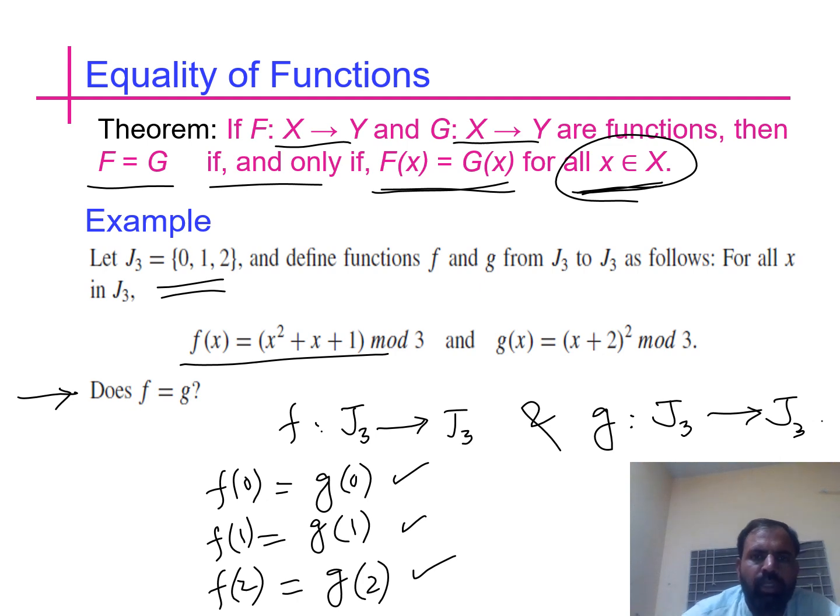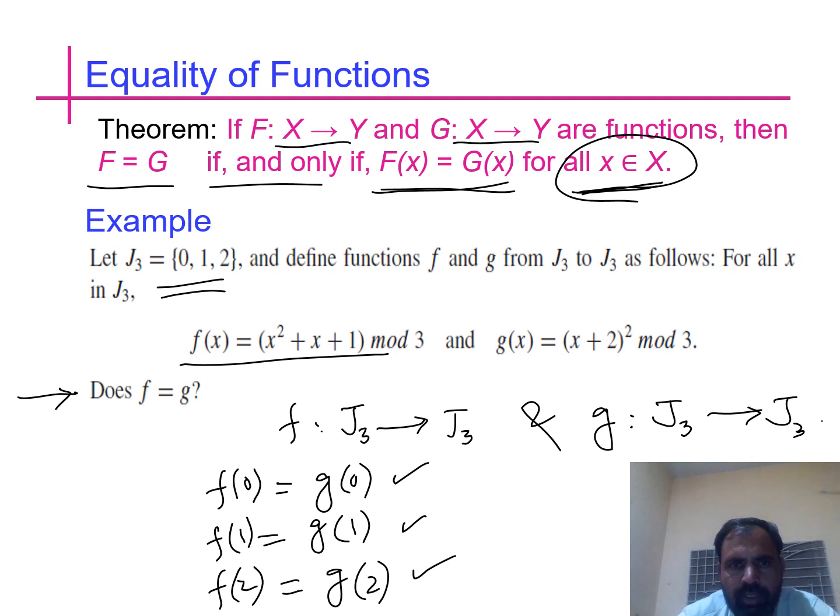Now we discuss the equality of functions. If f from X to Y and g from X to Y are two functions, then f is equal to g if and only if f of x is equal to g of x for all x belongs to X. We can say that if the functions are the same, then their domains and ranges are also the same.